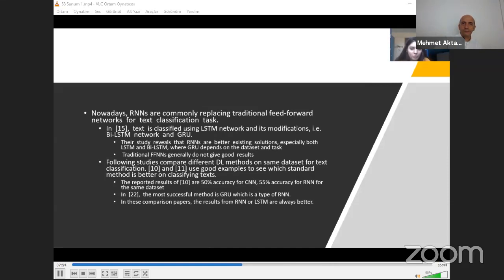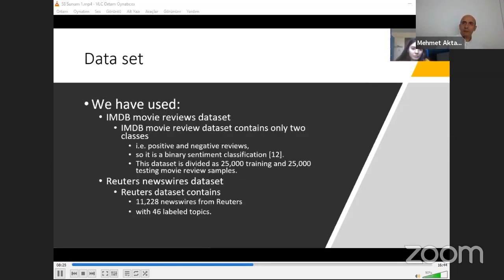There are other studies in which deep learning methods were applied on the same data sets for text classification. And it was found from the study that RNN performed better than the CNN with 5% more accuracy than the CNNs. And another finding of those studies was that GRU is also a successful method. And in the comparison papers, we found that results of RNN or LSTM are quite better.